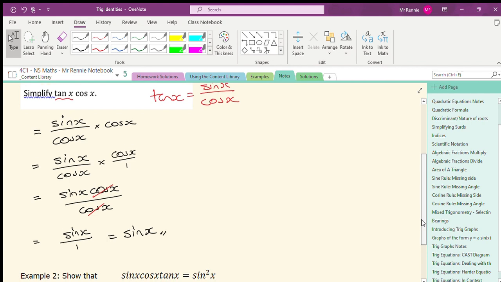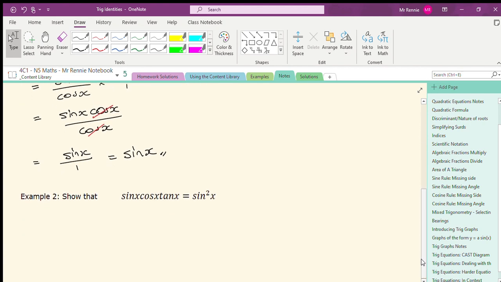Okay, we're going to move on to the second example now. So another type of question is, rather than simplify, we sometimes need to show that. Here's an example of when we're asked to prove something. We need to show that if I multiply sine, cos and tan together, what I end up with is sine squared x. That means sine x squared. Let's see if we can use our rule to do that.